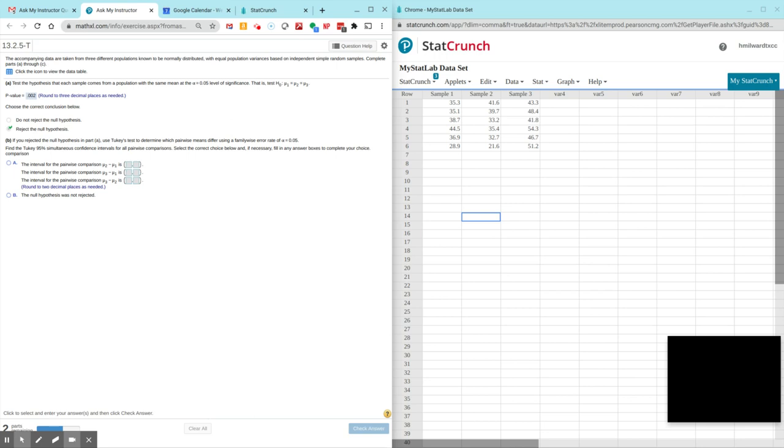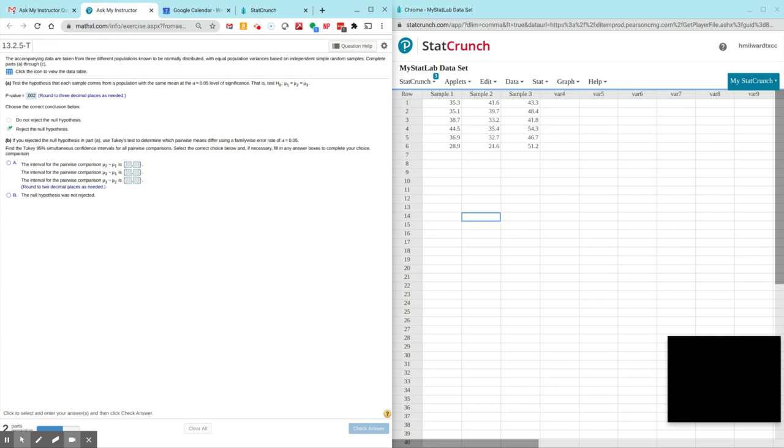So I got this problem sent in. This is 13.2, problem number 1. And the first part the student is fine on because it's a lot like section 13.1, where you're just performing the one-way ANOVA test to see if the means of the different samples are close enough together so that we're pretty sure they all have the same mean.